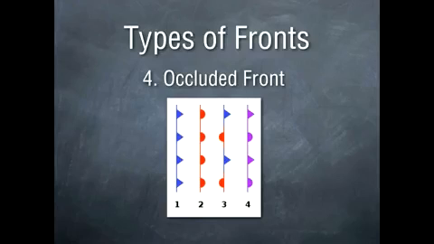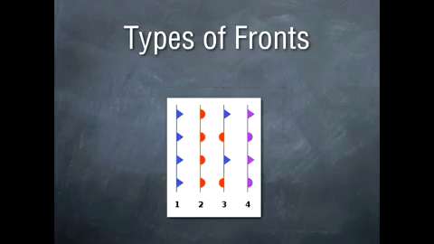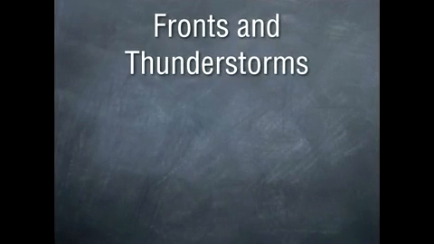An occluded front occurs when a cold front catches up with a warm front. An occluded front is depicted by the triangle and the half circle on both sides of the frontal line, and that symbol is purple. So let's talk a little bit about how these fronts affect us while we're flying and with the creation of thunderstorms.